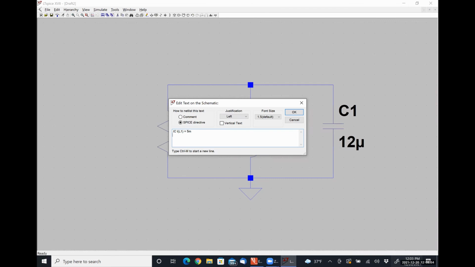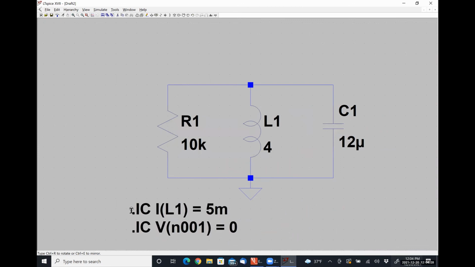I press Control M to get a new line. .ic, the voltage at node 1, which is the same thing as my capacitor voltage in this case because there's only one node that isn't ground, was 0 volts. So I'm just putting in the values that I got at t equals 0 minus to get the initial condition on my capacitor and the initial condition on my inductor. I'm going to press OK and drop these guys down here.